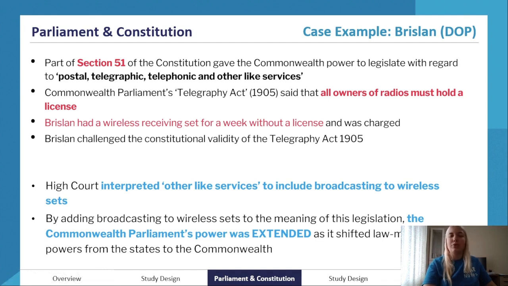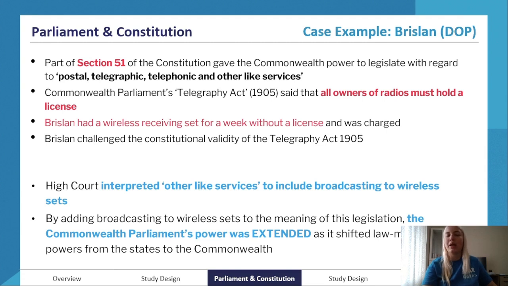Now, the High Court had to interpret the Constitution again in order to decide this. And they decided that other like services would include broadcasting to wireless sets and radios. Therefore, this law was not unconstitutional. It's just that future technology could not be predicted when this section was created. And this is why this broad term, other like services, was included to refer to any other types of technology.